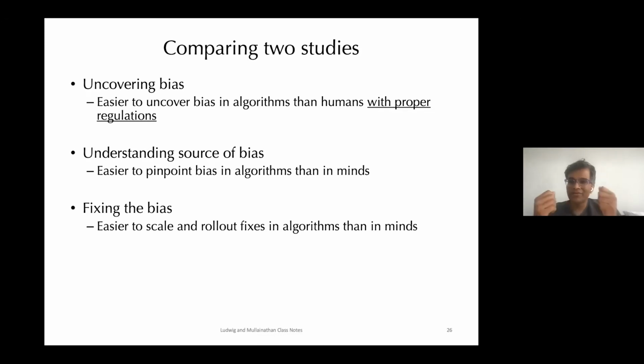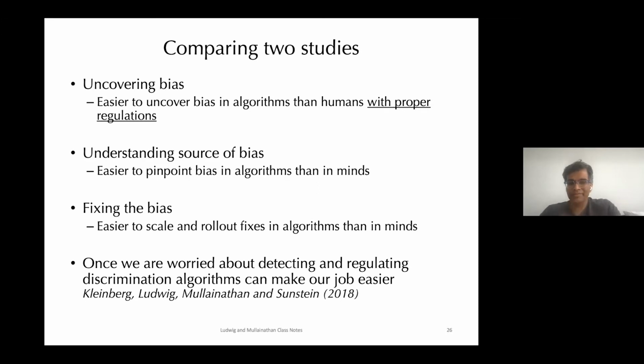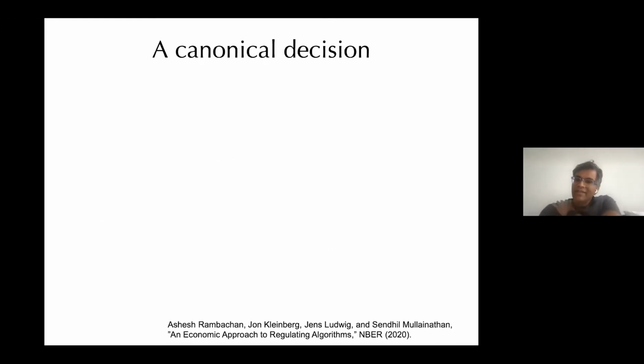So they're as problematic as they are offering a ray of hope. And this says that once we're worried about detecting and regulating discrimination, algorithms can make our jobs easier. Okay, so that's the first set of studies.